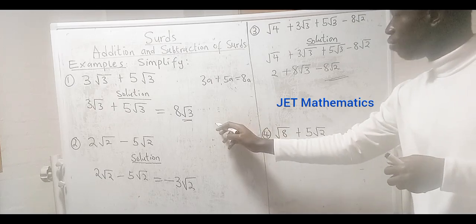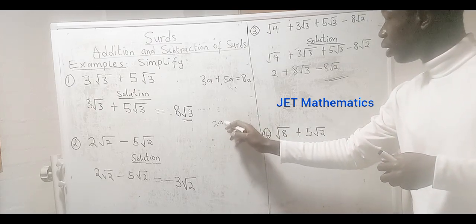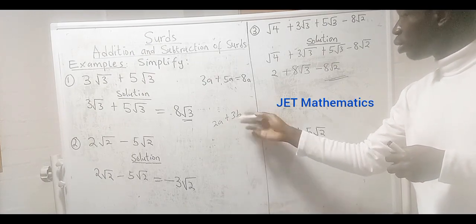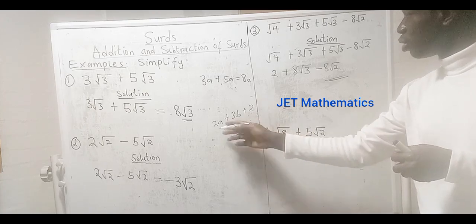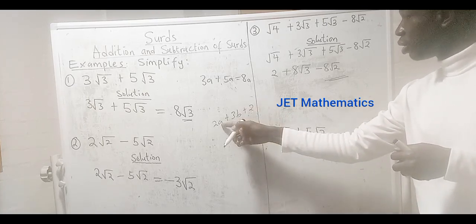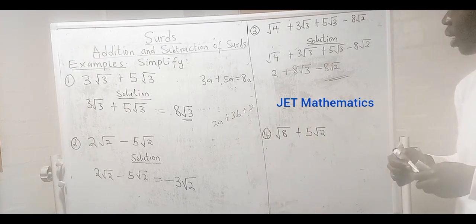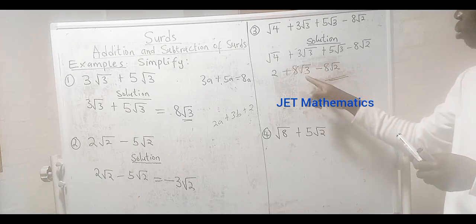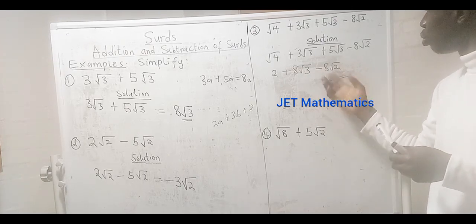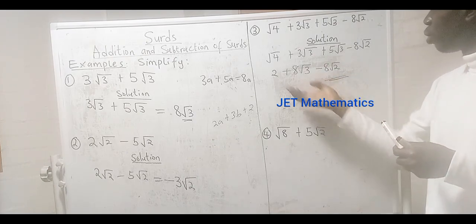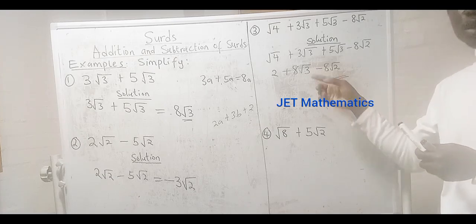It's just like having 2a plus 3b plus 2. There's no way you can add this because they are not like terms. This is 2a, this is 3b, this is 2, so you can't add them. Likewise in surds, because here is root 3 and here is root 2, you can't add them. So this is our answer to this question.